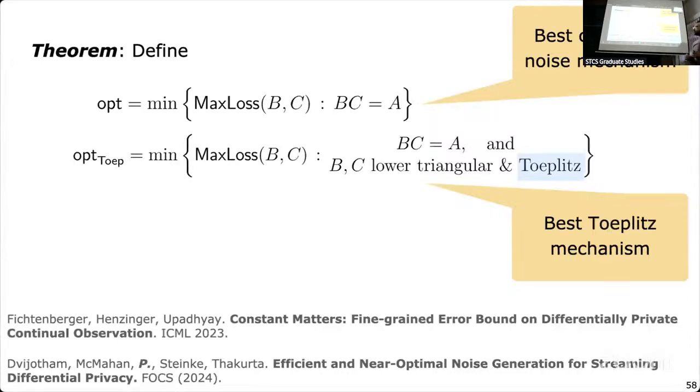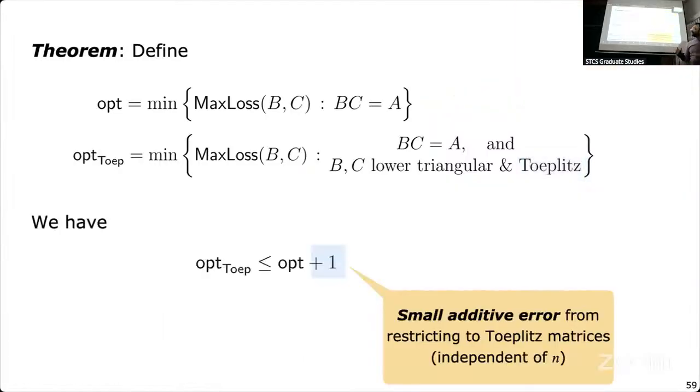Let's say opt is the best possible max loss we can obtain for any factorization. And if we impose the lower triangle and Toeplitz constraint, let's call it opt-T, right? So that's the best Toeplitz mechanism. So we are justified to restrict ourselves to this class of Toeplitz matrices, because doing so only leads to a small increase in the suboptimality. It's a fixed constant one.